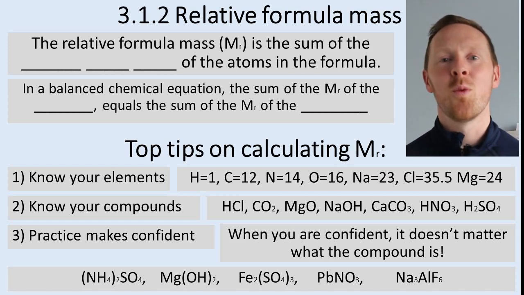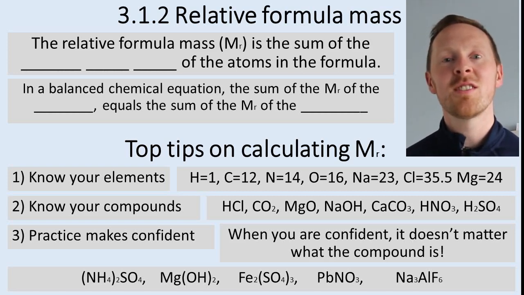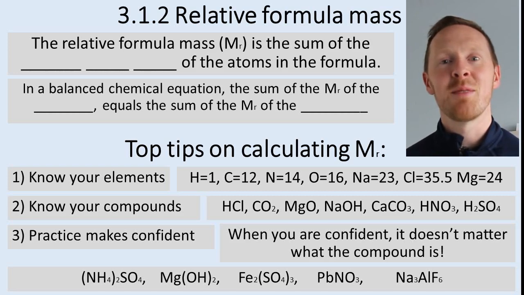Nitric acid, hydrogen 1, nitrogen 14, oxygen 16 times 3. 16 times 3 is 48, plus 14 for nitrogen is 62, plus 1 for hydrogen is 63. So the relative formula mass of nitric acid is 63. Sulfuric acid, H2SO4. Hydrogen is 1, but there's 2 of them. Sulfur is 32, and oxygen is 16, but there's 4 of them. 16 times 4 is 64, plus 32 is 96, plus 2 for hydrogens is 98. The relative formula mass of sulfuric acid is 98.